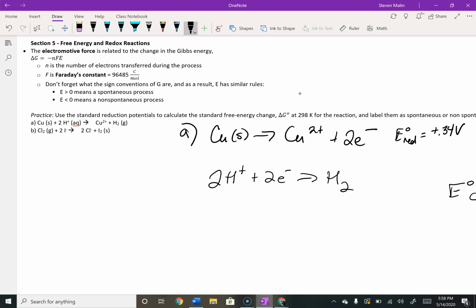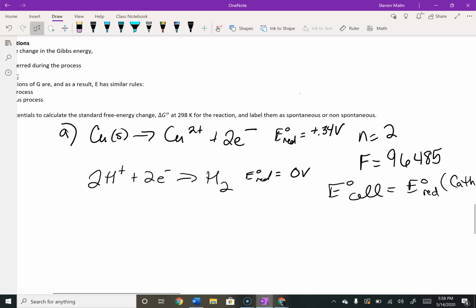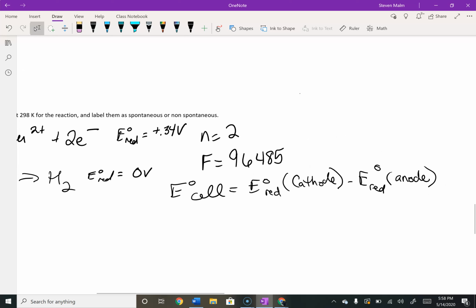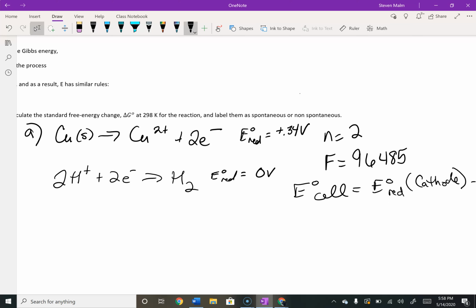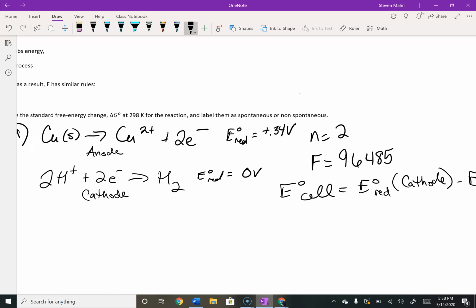And E naught reduction for this one is going to be 0 volts. And remember that in theory, you're actually supposed to flip the copper equation to find it on the table, but once you find it, you just write out what the reduction potential is, because copper technically is the oxidized one here. And so since copper is the oxidized one, it is the anode, and the cathode is the reduction. So that's the actual H+.